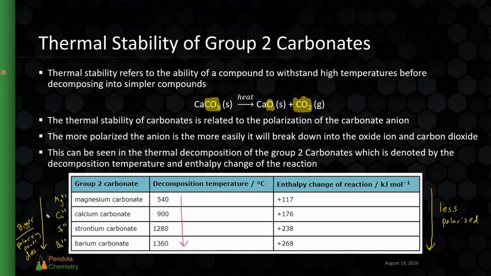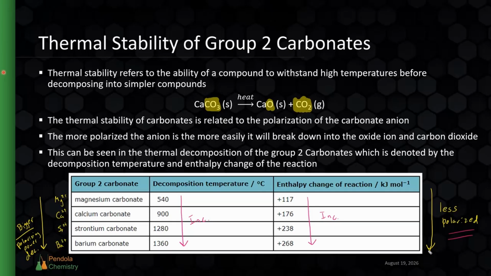As we go down, as the cations become less polarizing and the anion becomes less polarized, the temperature at which the group 2 element decomposes goes up. It increases. Why? Because those anions become more stable as they're less polarized. We can look at the decomposition temperature for this, or we can look at the enthalpy change of reaction. As we go down, it requires more energy, or it increases the enthalpy change of reaction for that decomposition. I mean, more energy is needed to break down those anions. And again, why? Because they're less polarized.